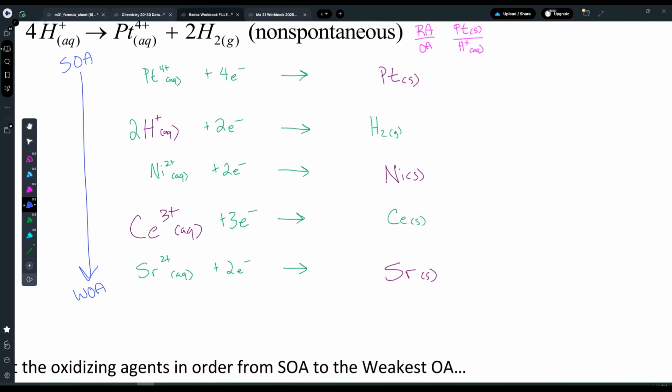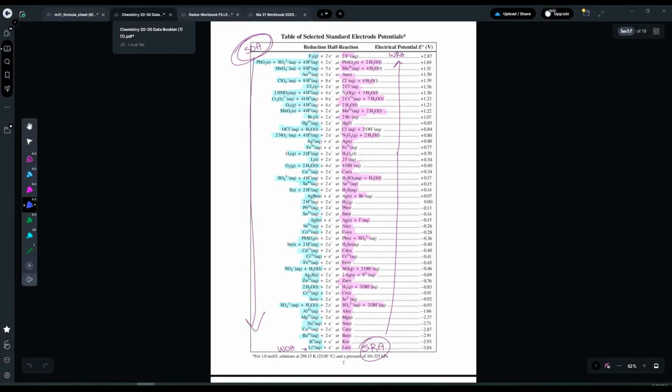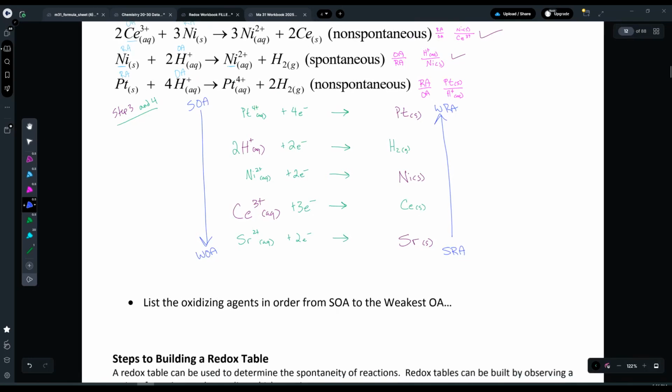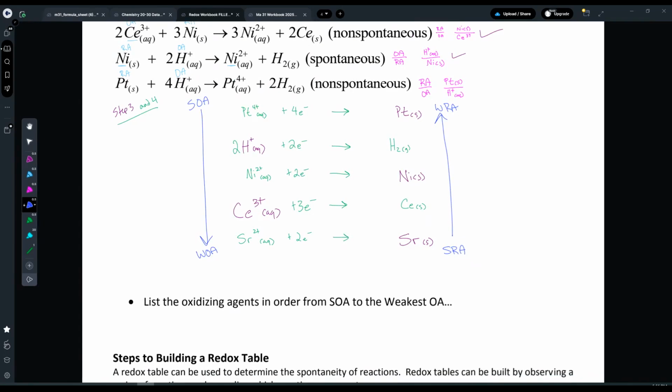Now, this is going to follow the opposite trend for reducing agents. Our strongest reducing agent is in the bottom right-hand corner, just like it is for our data booklet. And as we go up, they get weaker and weaker and weaker. So platinum solid is the weakest reducing agent. And there we have it.